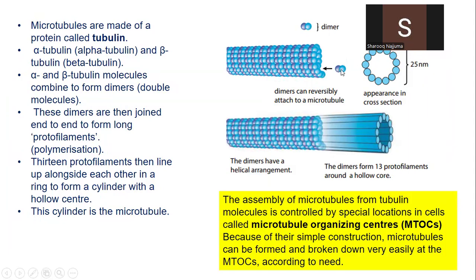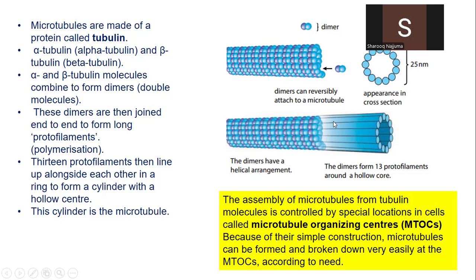These are two proteins, alpha tubulin and beta tubulin. One is blue, one is dark blue. It's called a dimer because it's made up of two proteins, two molecules, alpha tubulin and beta tubulin. To make a microtubule, those dimers are assembled together to form what you call a protofilament.